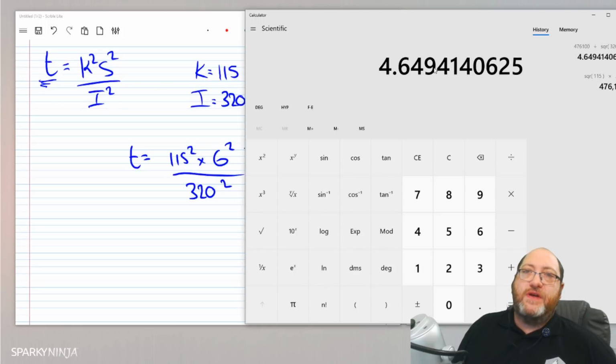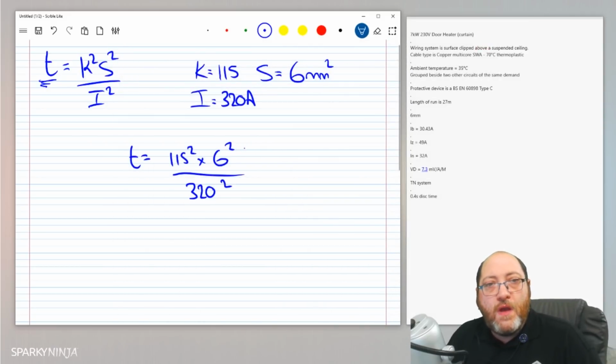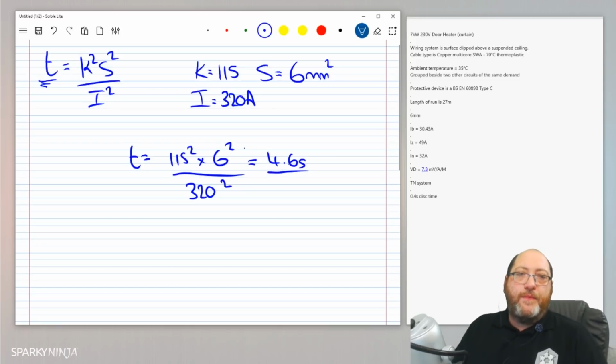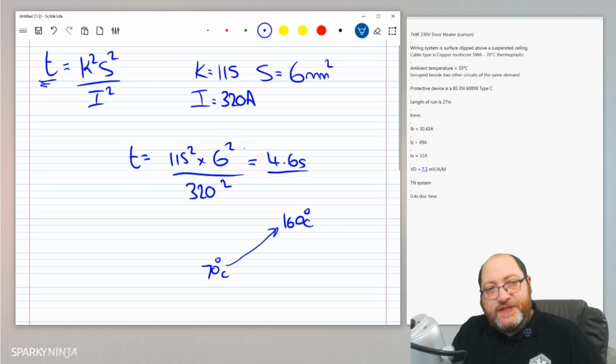4.649 seconds. So yeah, 4.6 seconds. It will take 4.6 seconds for this 6mm cable, when subjected to 320 amps, to rise from 70 degrees up to the final temperature of 160 degrees. Okay, that's the point. So when a fault occurs, 4.6 seconds is the time to climb from 70 to 160.